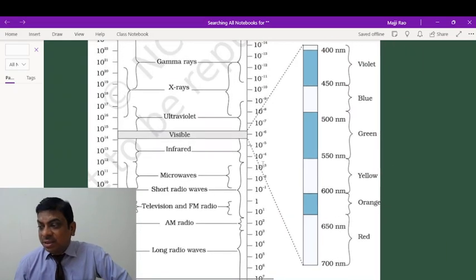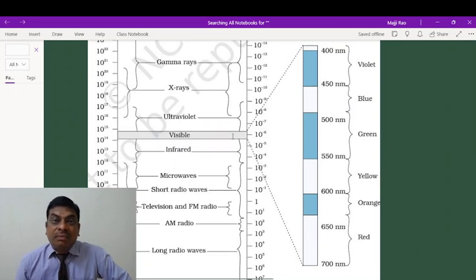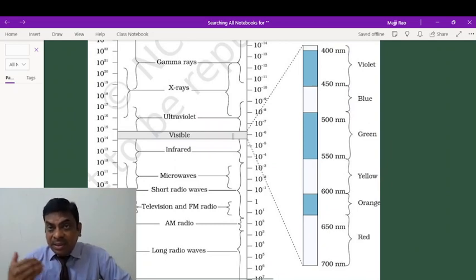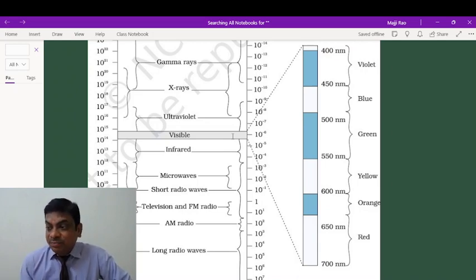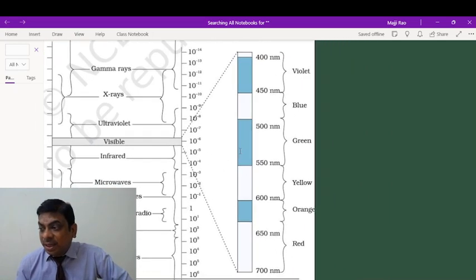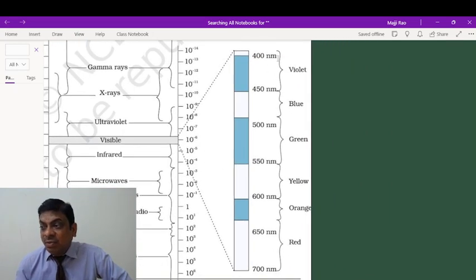Students, this visible light is the one which activates our retina, or which helps us to see outside objects, though in itself it's not visible. Visible light is not visible. Light is not visible. Light helps us to see outside objects. So visible light spans roughly over this 400 nanometers to 700 nanometers.